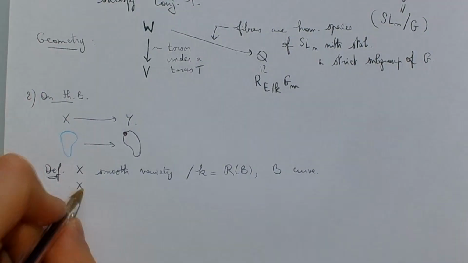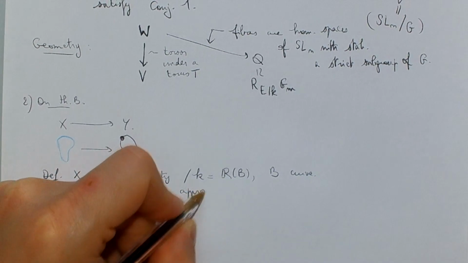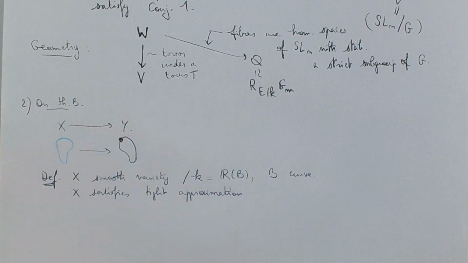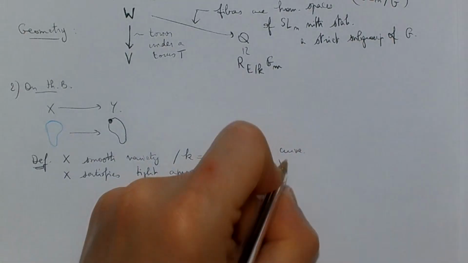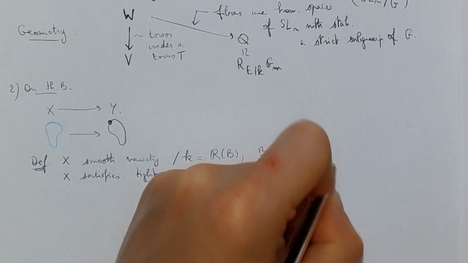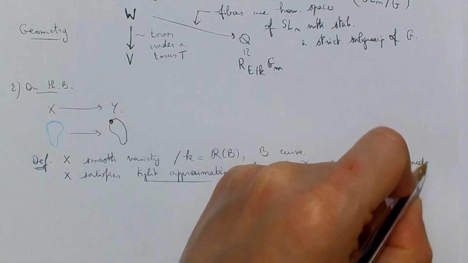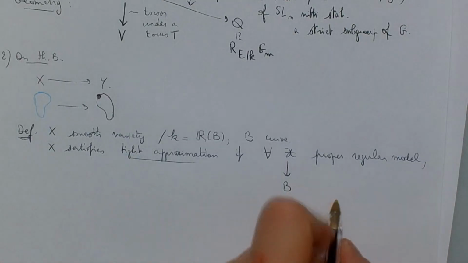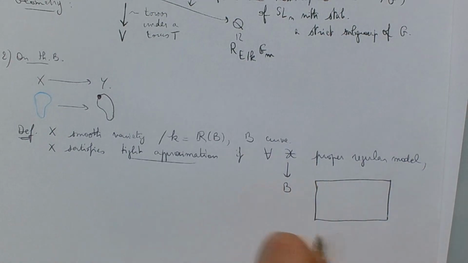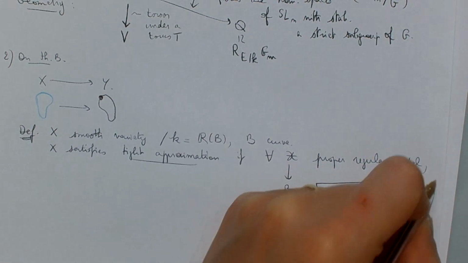So I will say that X satisfies tight approximation if whenever you have a proper regular model of X over B, say script X, so this is a proper map, script X is a smooth variety over the reals, and the generic fiber is birationally equivalent to capital X. So whenever you have such a thing, let me draw a picture here. This is script X mapping to B, and the generic fiber is birationally equivalent to X.